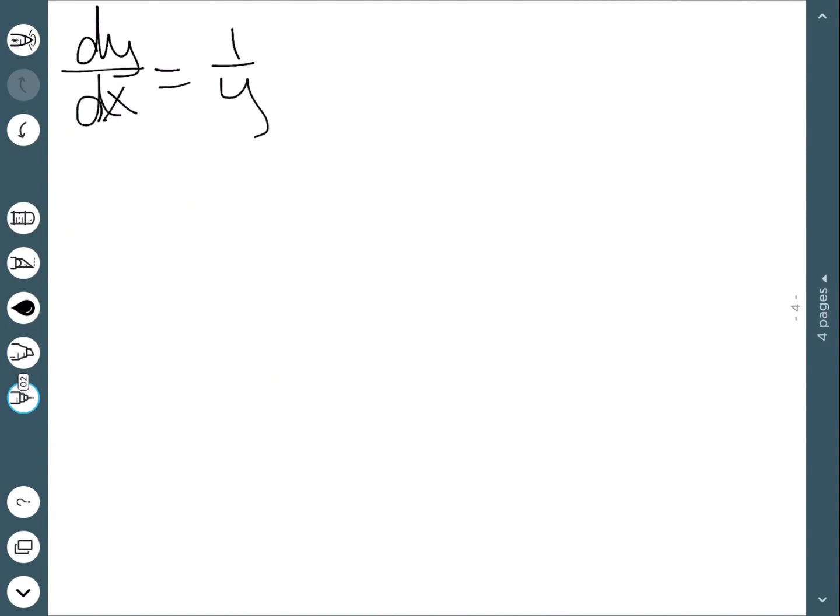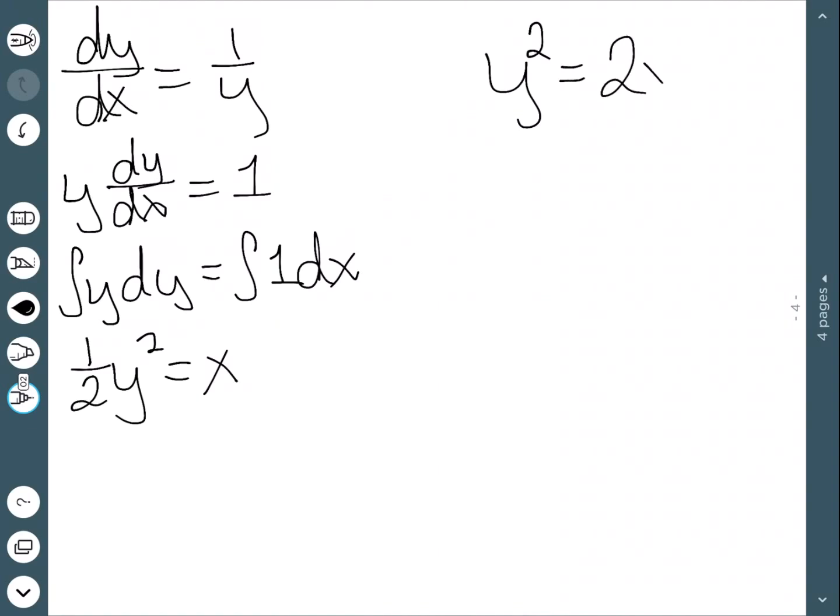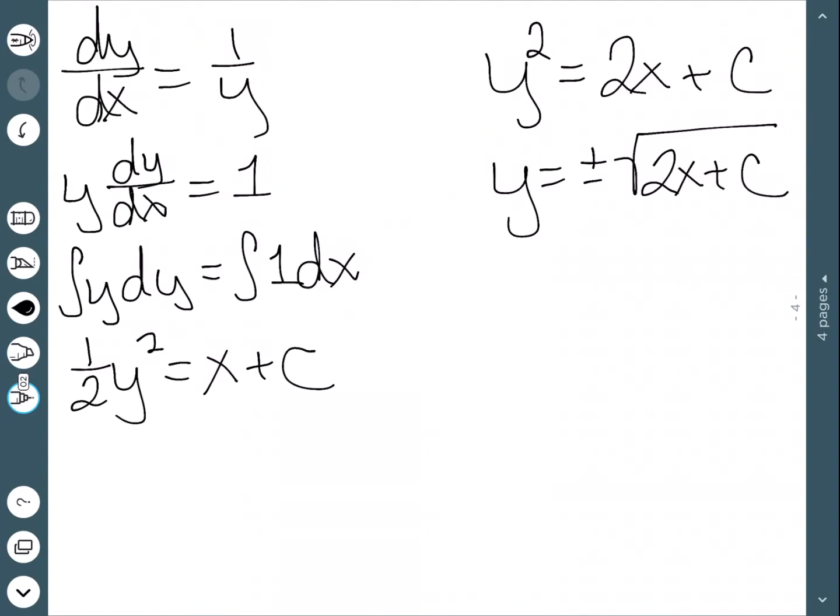Let's look at this one. Once again, we still want our y's together, so I'm going to multiply both sides by y. When I integrate both sides, I'm going to go ahead and cancel the dx's on the left. The integral of y is going to be 1/2 y squared, and the integral of 1 is going to be x. And now we still have to solve for y. So I have y squared equal to 2x plus c. And then taking the square root, y is plus or minus the square root of 2x plus c.